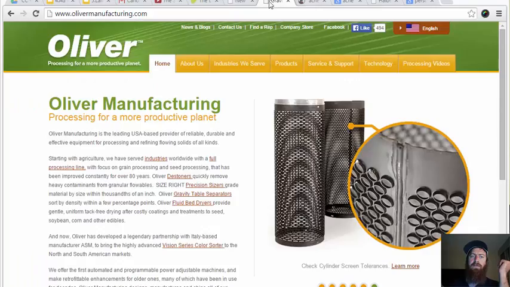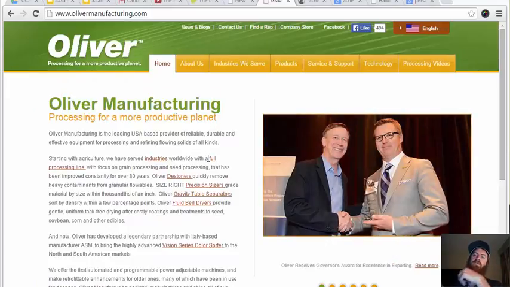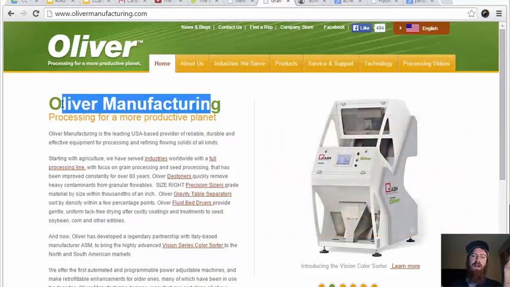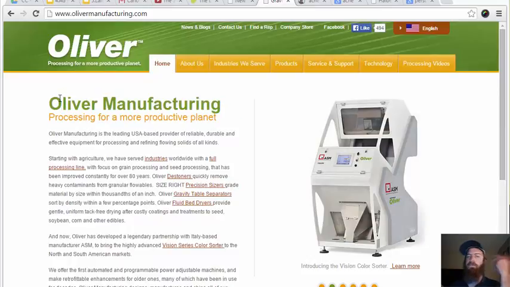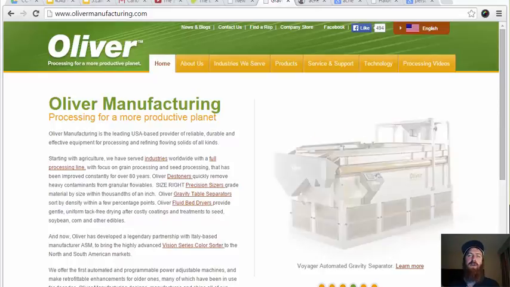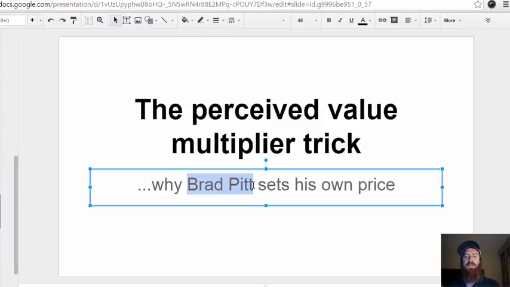In the case of Oliver Manufacturing, maybe they're releasing a new product line and they're giving special reduced pricing for the first 15 orders of a certain product. I don't know what that is, but if you have a limiting factor, you can set your own price for things. That's why I said Brad Pitt sets his own price, because there is no other Brad Pitt.